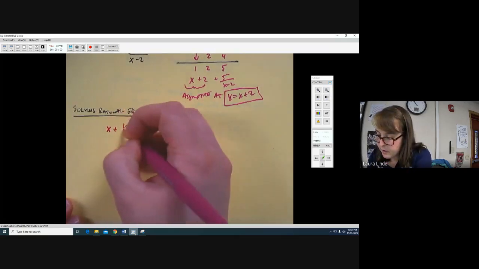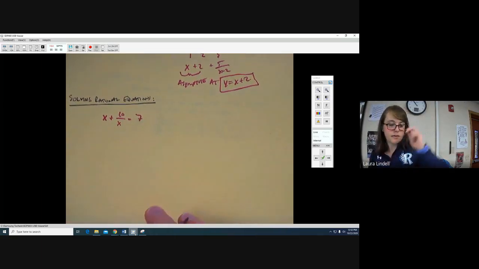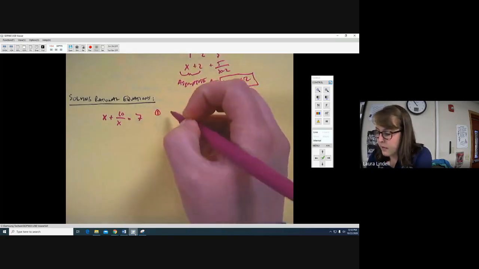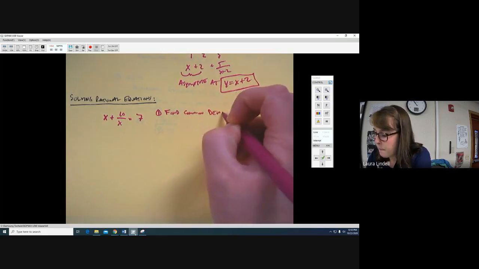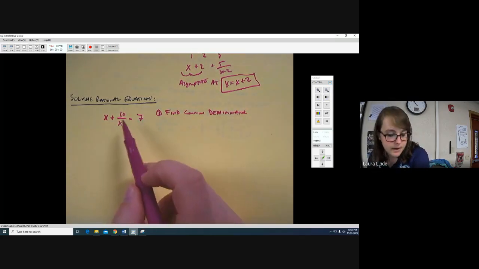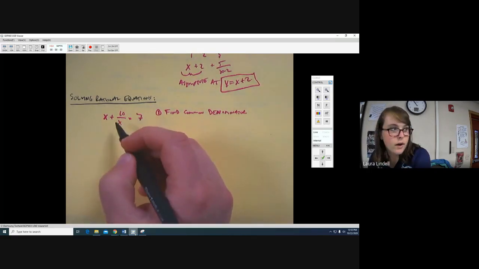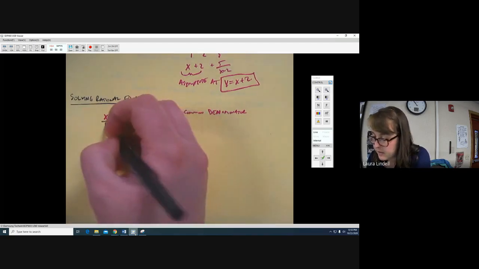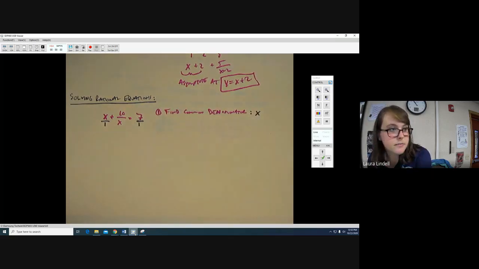x plus 10 over x equals 7. We're going to solve this. So step 1, find a common denominator. In this case, my common denominator is going to be x, because this is the only thing that has a denominator other than 1. So these are all kind of like, this is x over 1, this is 7 over 1, this is 10 over x. Common denominator in this case is going to be x.